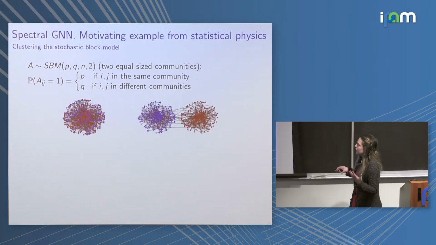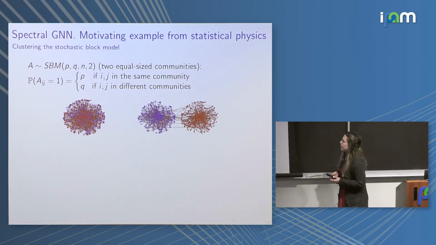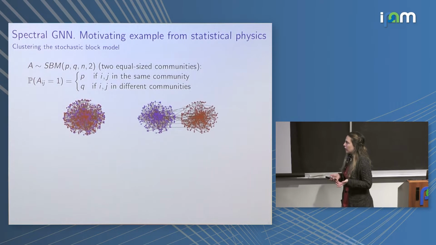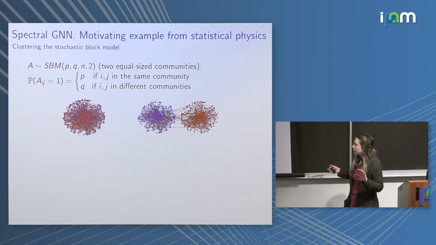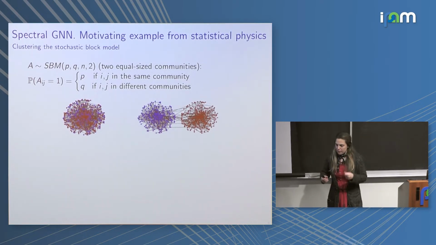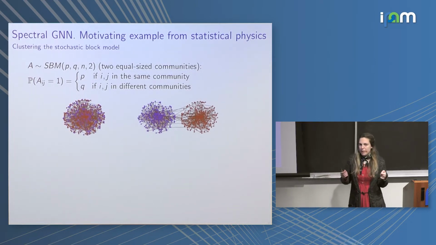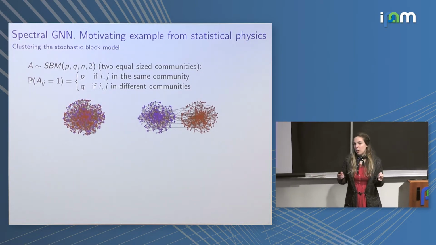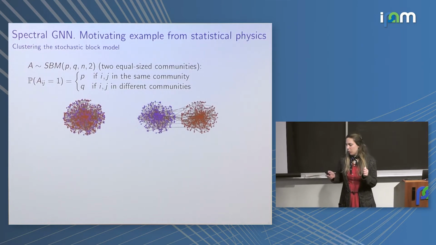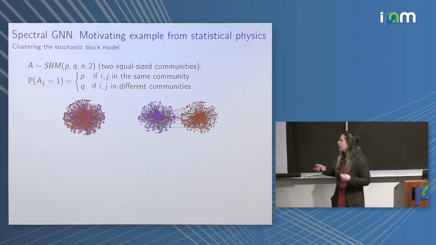The motivation that I wanted to give for defining these graph neural networks is the problem of clustering in the stochastic block model, where you have a graph with two planted communities. You draw an edge between two nodes in the same community with a probability, and across communities with a lower probability. This is the stochastic block model. And then you want to identify the communities.